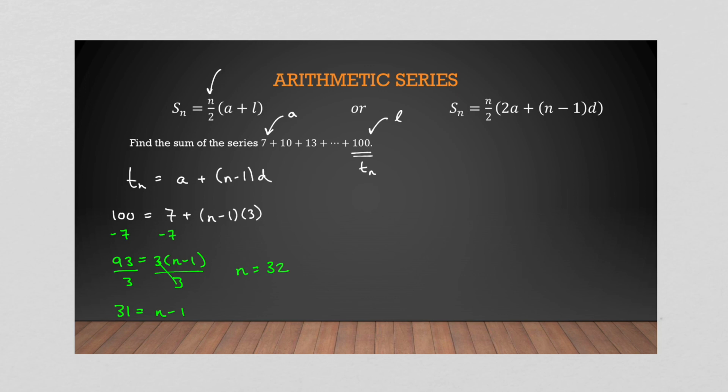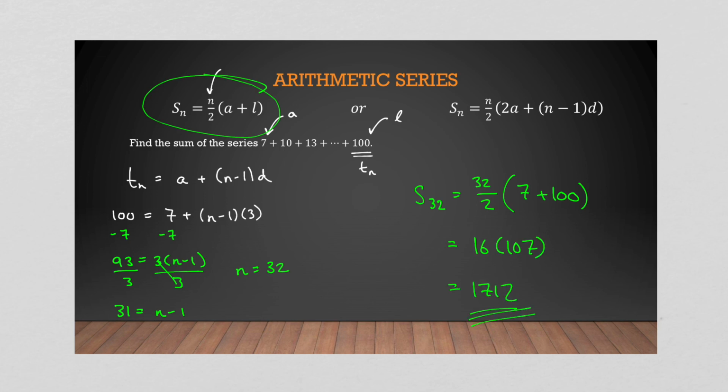So you solve for n first. But then from there, yes, you can use that equation. So now I know that the sum of 32 terms is equal to 32 over 2 times 7 plus 100, because I have A and L. This makes life easy. So I get 16 times 107, which gives me 1,712. So yeah, you got to come back to your old sequence equation to solve for n, but then you can plug it in. So it's sort of a two-piece question.